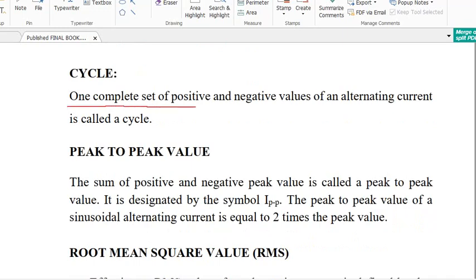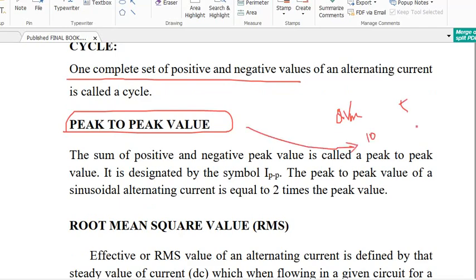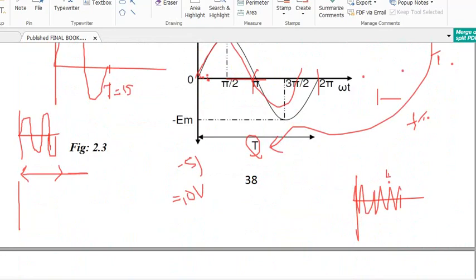I told you what a cycle is: one complete set of positive and negative values of an alternating current. You can also observe the peak to peak value. The peak to peak value is from minimum to maximum, so you get 2 Vm. If Vm is 5, then 2 Vm is 10, which is your peak to peak value. I told you about potential difference initially: if Em is equal to 5, the potential difference is 5 minus minus 5, which is 10 volts. So the peak to peak value is twice your maximum value.